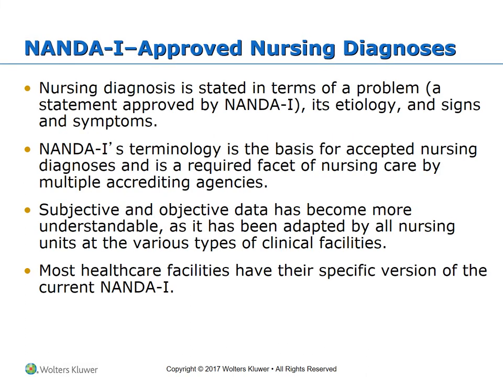So the nursing diagnosis is stated in terms of a problem. A statement approved by NANDA International includes etiologies and signs and symptoms. And like I said, NANDA International's terminology is a basis for accepted nursing diagnosis and is a required facet of nursing care by multiple accrediting agencies. And the subjective and objective data that we collect has become more understandable, as it has been adapted by all nursing units at various types of facilities, and most healthcare facilities have their specific version of the current NANDA International.